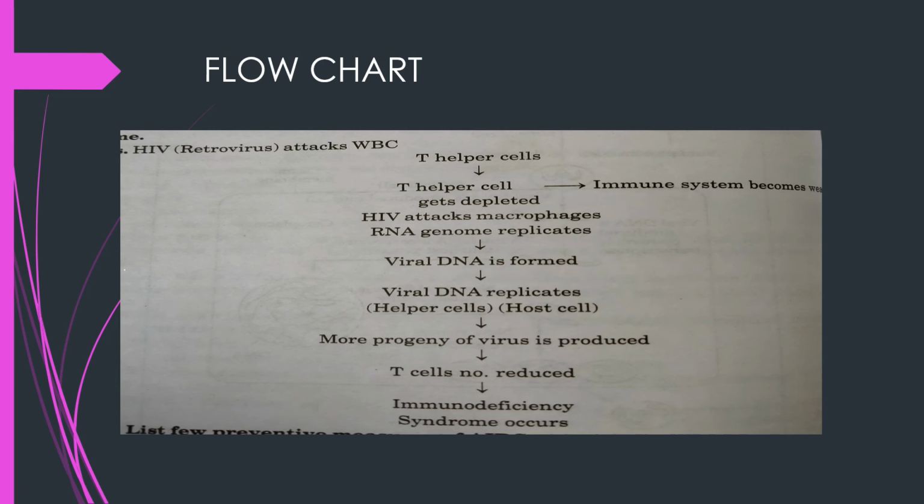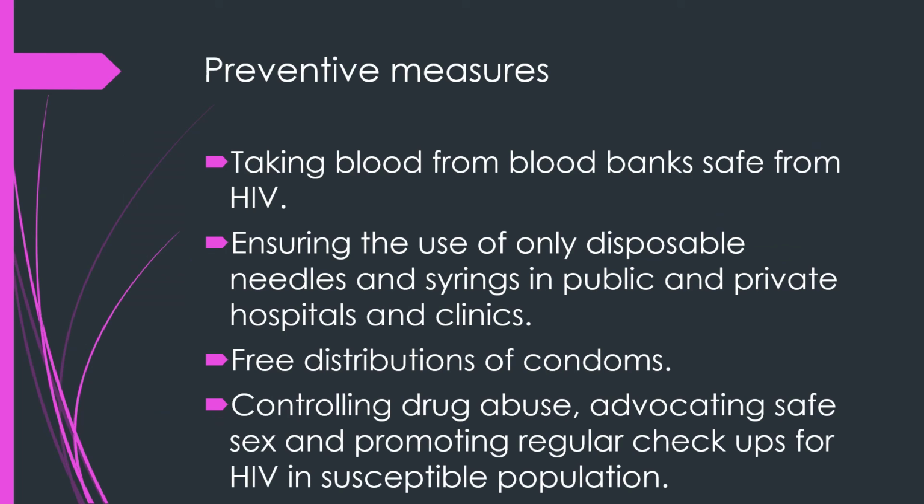And this is also the flow chart. All those steps we have gone through in detail in the second slide and third slide, the mechanism of how it infects the cell. So this flow chart describes the whole process, how it infects or attacks the immune system.